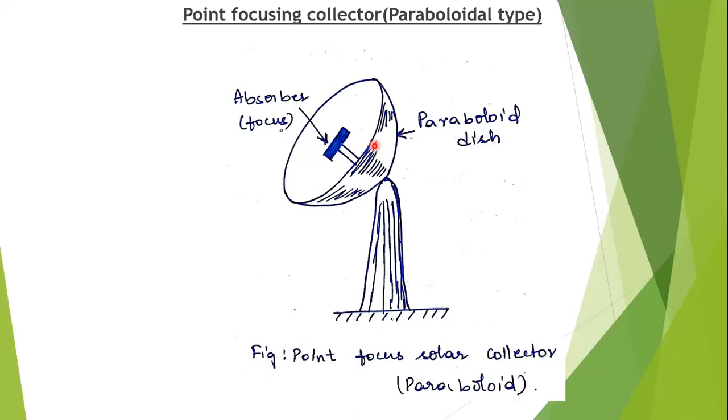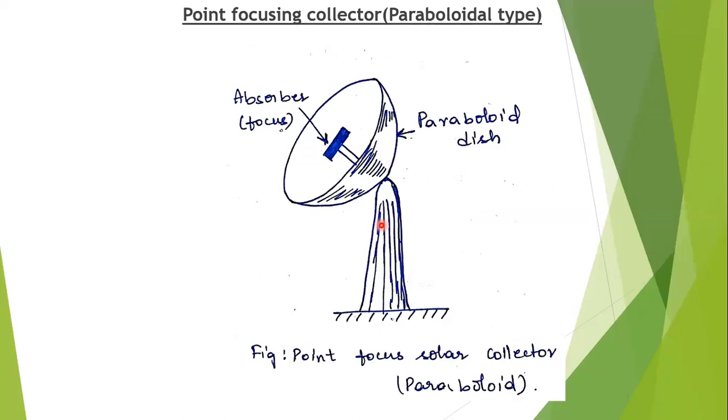Actually the concentration ratio is equal to the area of the concentrator aperture divided by the energy absorbing area of the receiver. This gives the effectiveness of the concentrator. This is the measure of effectiveness of a concentrating collector. So these concentration ratios are very high in parabolic systems.